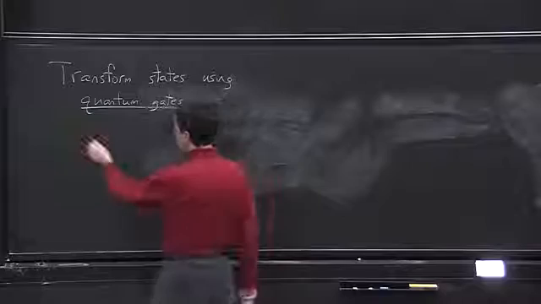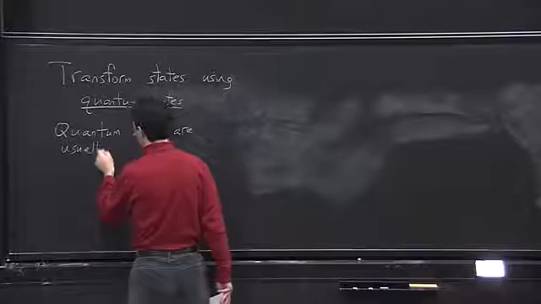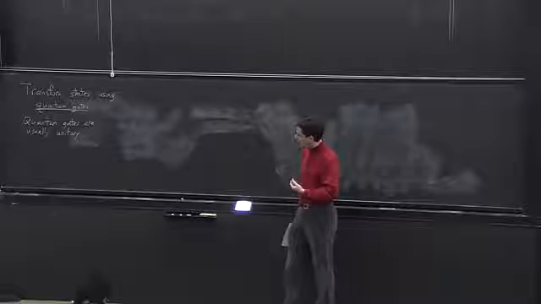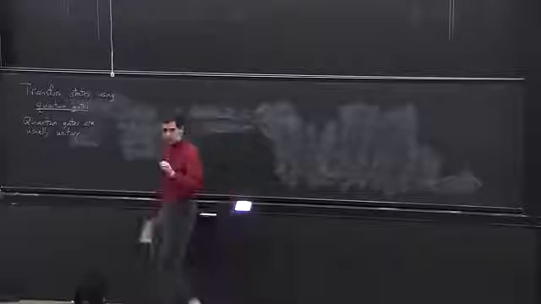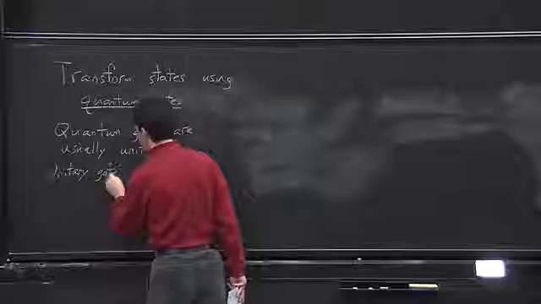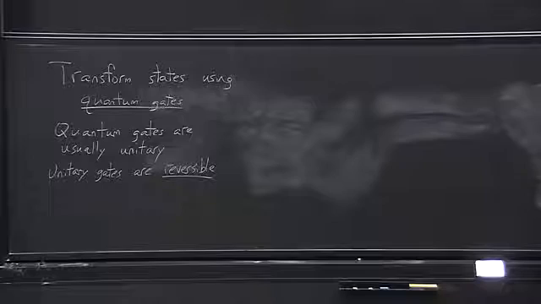And quantum gates are usually unitary. The other options I'll discuss a little bit tomorrow. Let's start with the unitary gates. In particular, this means any unitary gate has an inverse. Okay? And so in particular, unitary gates are reversible. So that's something that's already a little bit different from what we normally think of in classical computation.